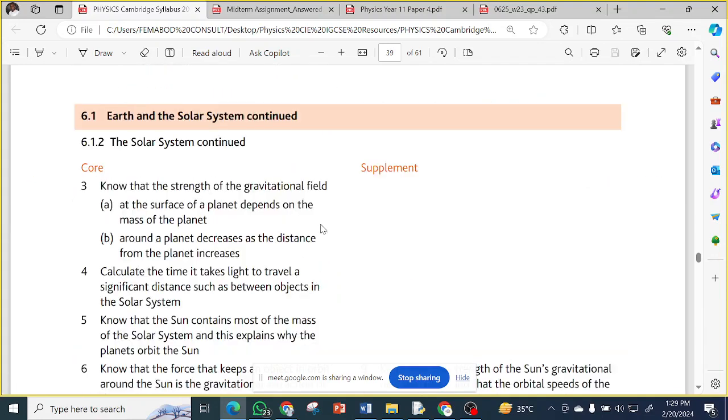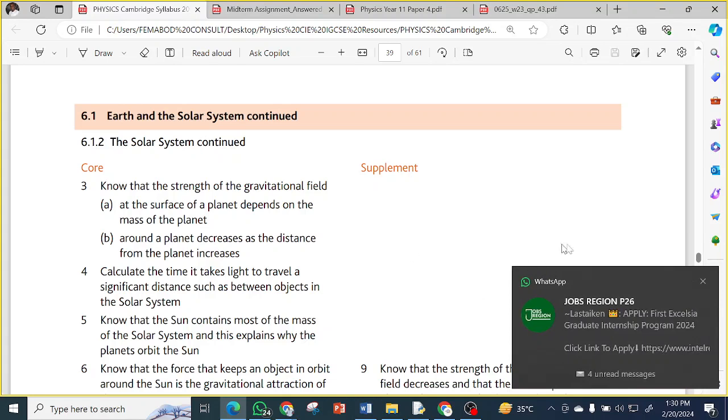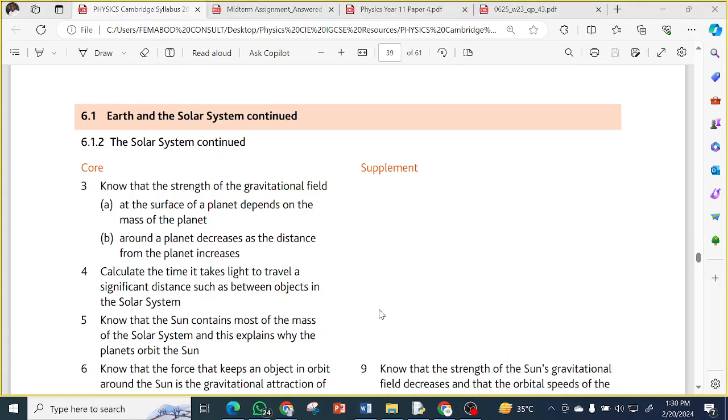I think we debated a lot of this in class. I remember very well, so it's just a reminder again. Then we are meant to know that the strength of gravitational field depends on two factors. One, it depends on the mass of the planet. That is to say, a planet that is very big is going to have a very high gravitational field strength. Then the gravitational field also depends on the distance from the planet. If an object moves away from a particular planet, the gravitational field strength will also reduce.